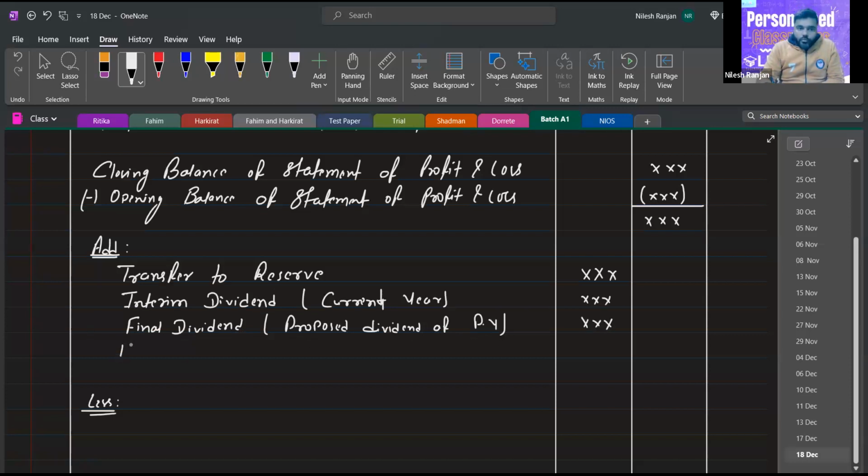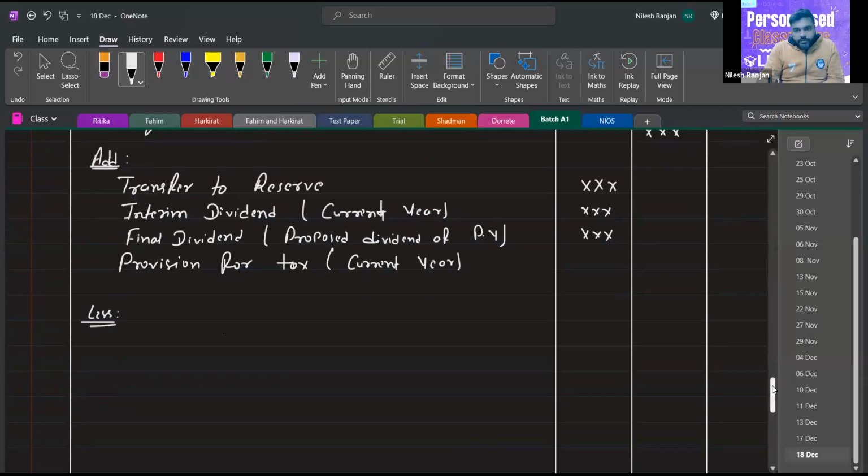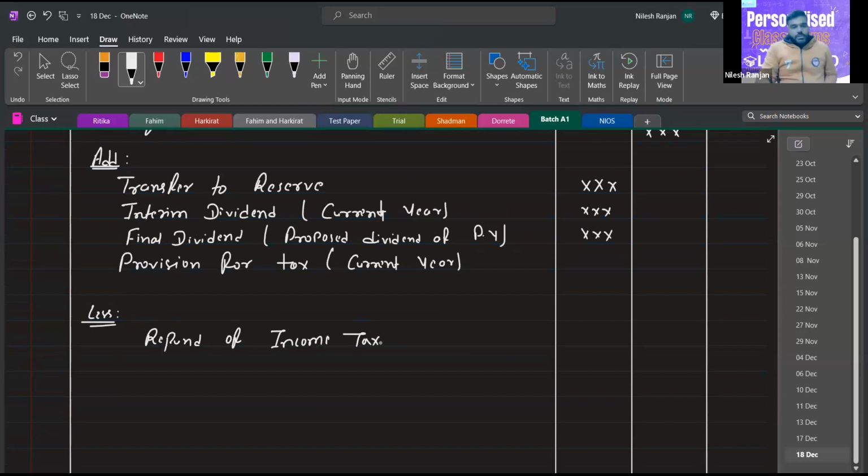Okay. Now, provision for tax, the current year. And if there is any refund of income tax, then it will be deducted here, because refund of income tax is treated as a deduction. So this is any extraordinary expenses and extraordinary income.